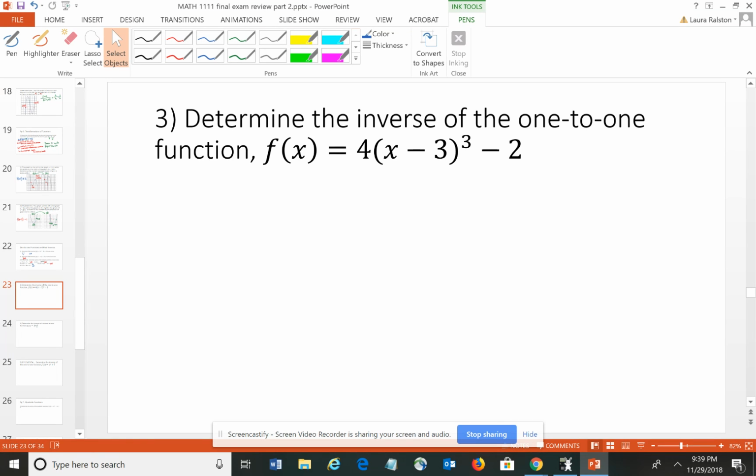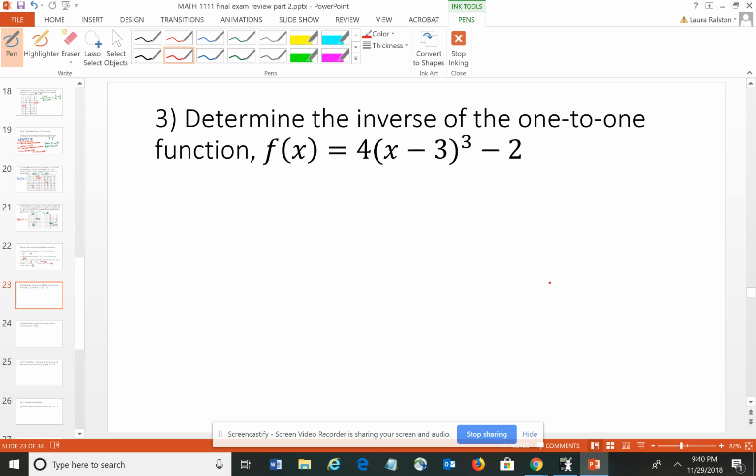Continuing with the final exam review for college algebra, we're under the heading one-to-one functions and their inverses. I'm on question number 3, which asks you to determine the inverse of the one-to-one function. So remember, this is a two-step process.